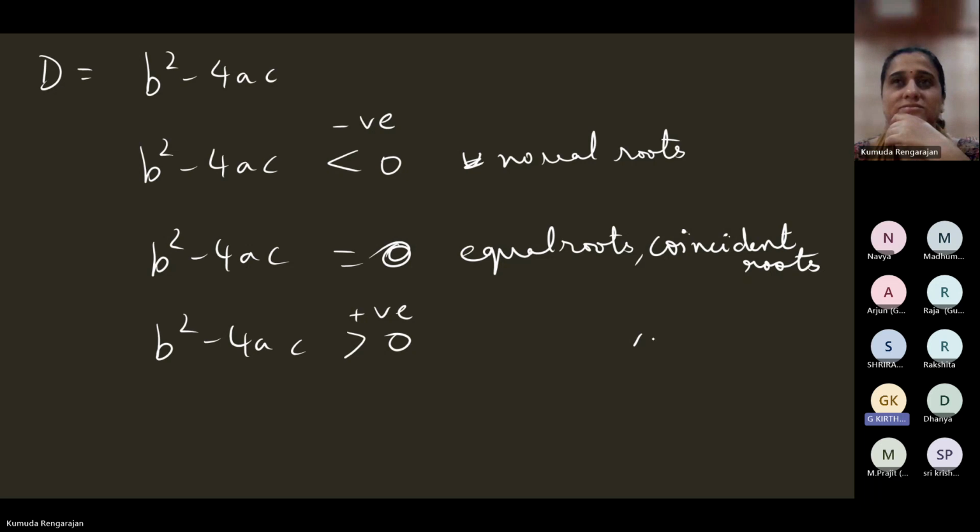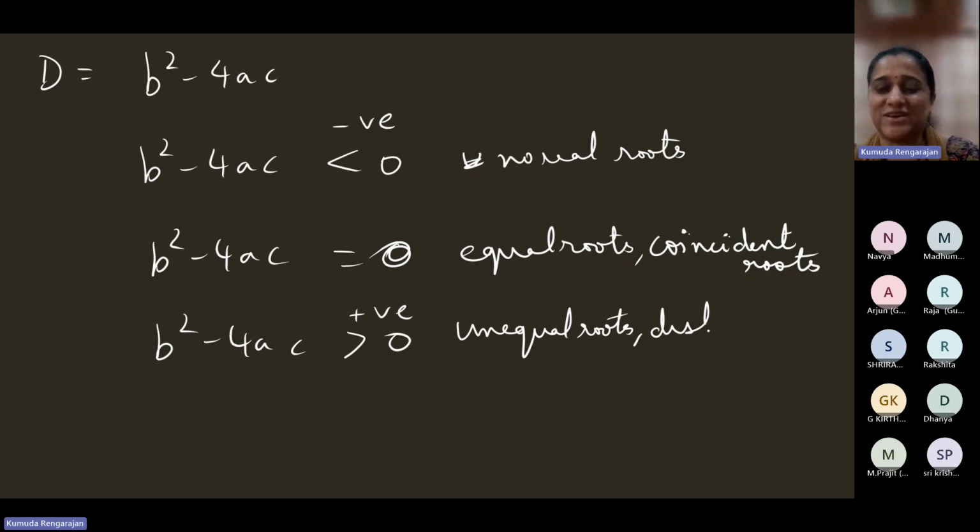Real and distinct. Real is there. Real roots, equal roots, coincident roots. This one, distinct roots. Unequal roots, or distinct.